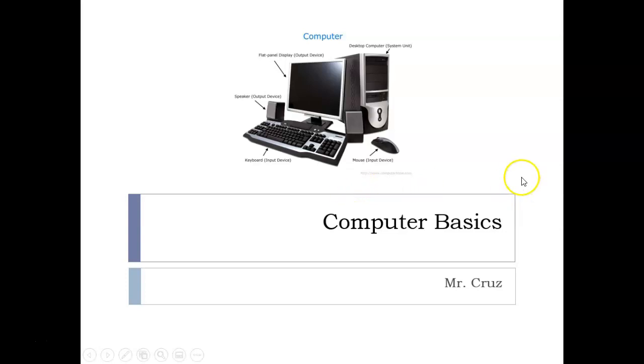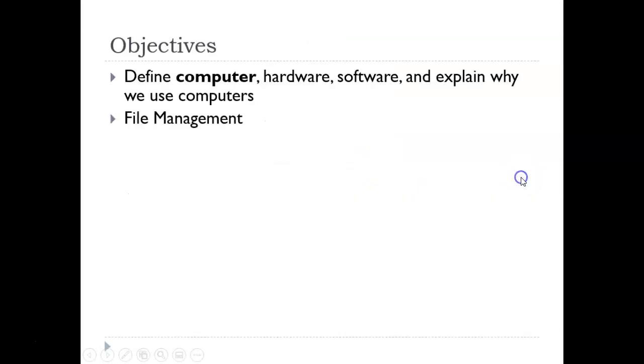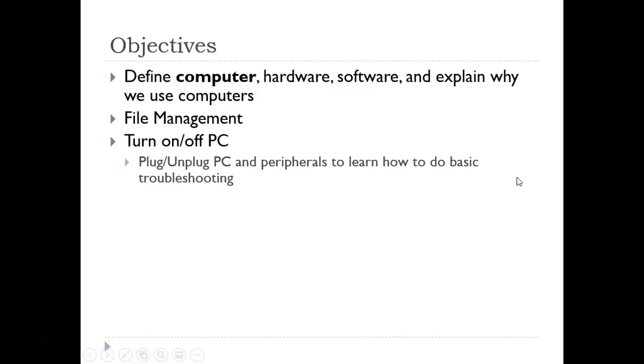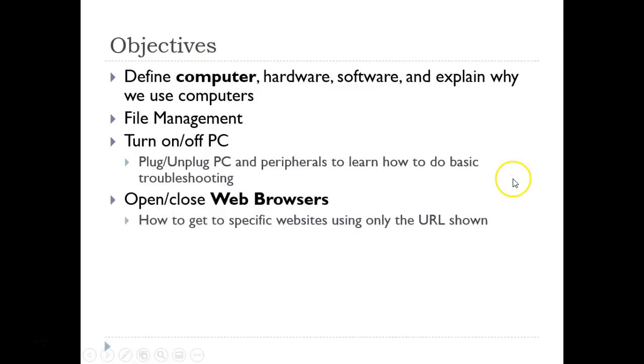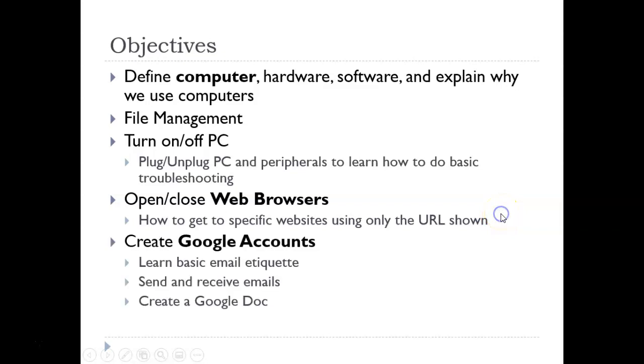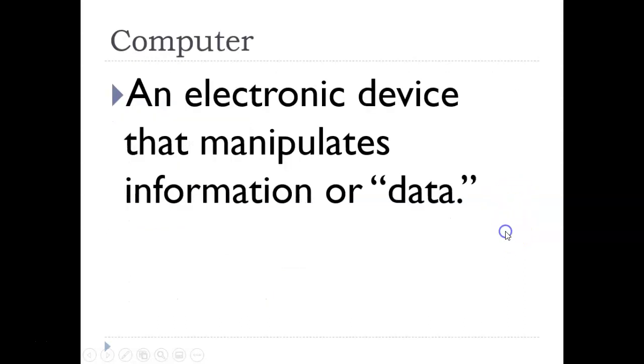So let's get started. We're going to define computer, learn about file management, and cover how to turn the computers on and off. There's a lot of things you can do within Chrome, the web browser, and you're going to learn something called the Omnibox. And if you don't already have a Google account, you definitely should, especially with your school email. There's some basic email things we'll cover, some basic Google Doc things, and how to send and receive emails.